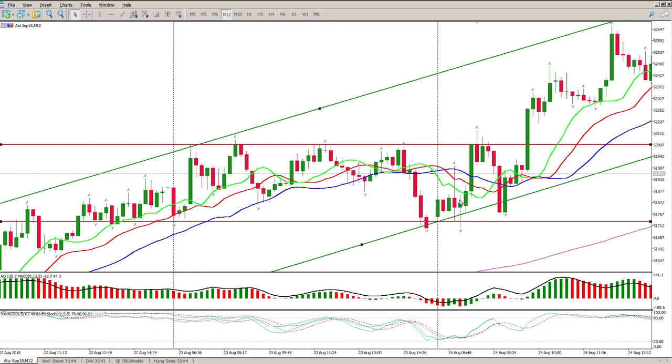So normally what you would expect is another attempt at the alligator, and a rejection of either the teeth or the jaw, the blue being the jaw, the red being the teeth. So you would have expected a rejection off there and then a move to the downside. That failed to materialize. You had a breakthrough, bounce off this level, down, and then you had this big inside bar. So the story is quite simple.